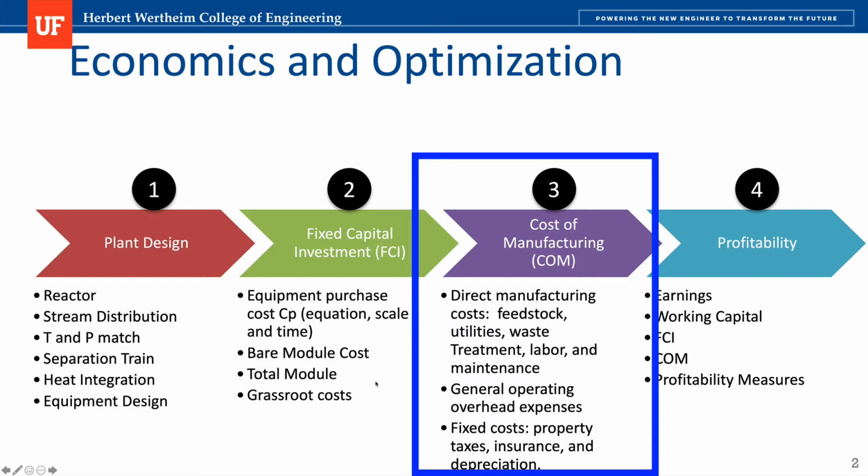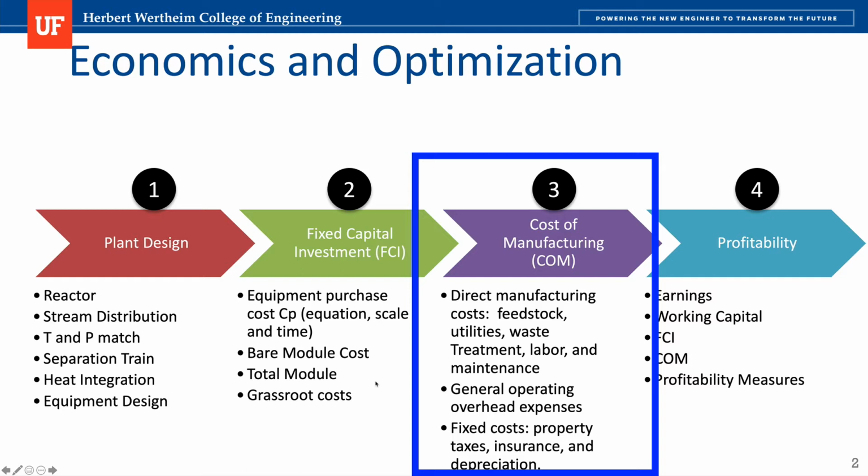Then the third part of designing the economics and optimization of a chemical plant is to include the cost of manufacturing. And these are the annual costs. So it's like the fixed capital investment is just purchasing everything that you need to make your apartment operational. And then the cost of manufacturing involves everything that you have to pay month to month. The utilities, the rent, the cable, the Netflix, all of the things that you need to pay every month or every year to make your apartment operational.